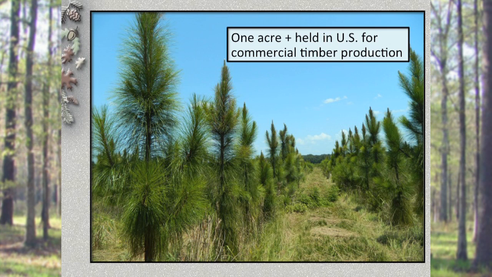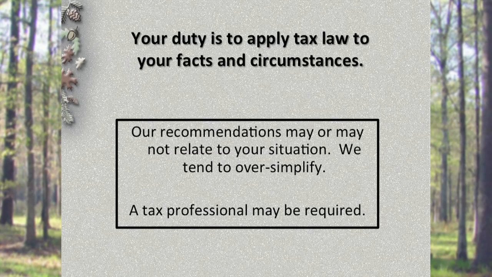We're here to start with explaining what is forest land that is defined by the U.S. government. Now, for income tax purposes, it's 1 acre or more held in the U.S. for commercial timber production. So if you own that 1 acre, you could qualify for many of the things that we're going to talk about today.